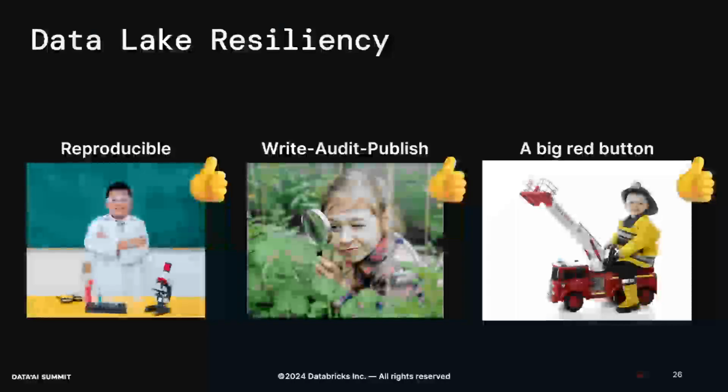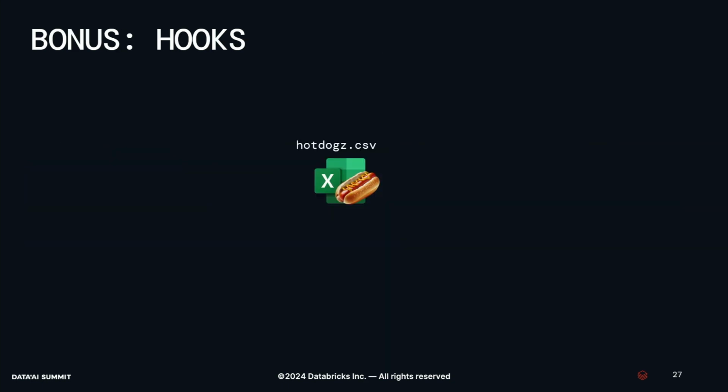So what do we get? We get something that's very easy to reproduce with. We're using the power of both Delta Lake and lakeFS to achieve that. We're using the quality gates for write, audit, publish. And we have a big red button. We can actually revert stuff. But I promise you we'll circle back to that Excel file. So we probably don't want those, right? CSVs, it's 2024, we can do better. Let's show an example of how those hooks, those quality gates can actually be useful to make sure we don't have any of those.